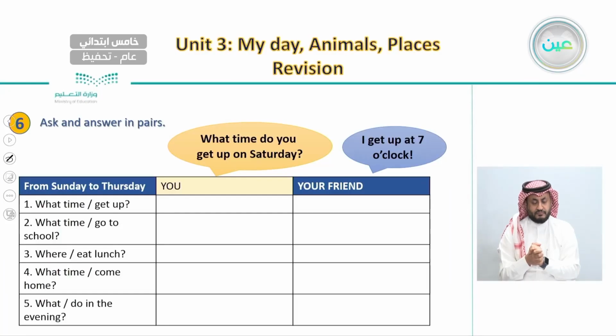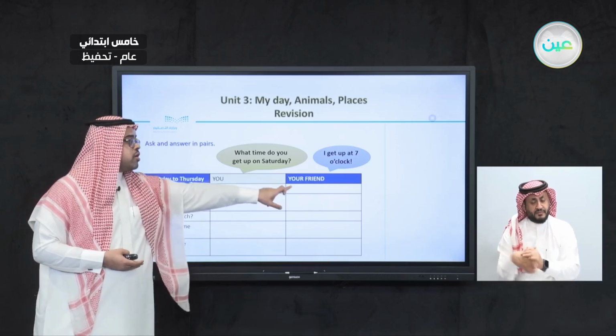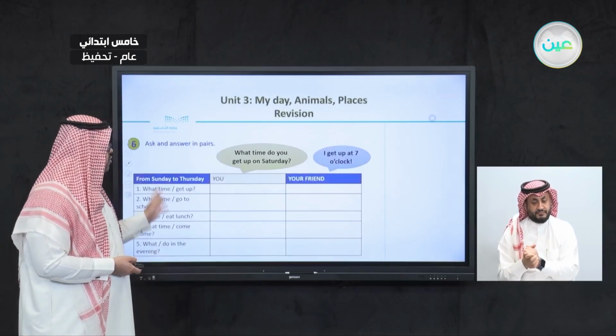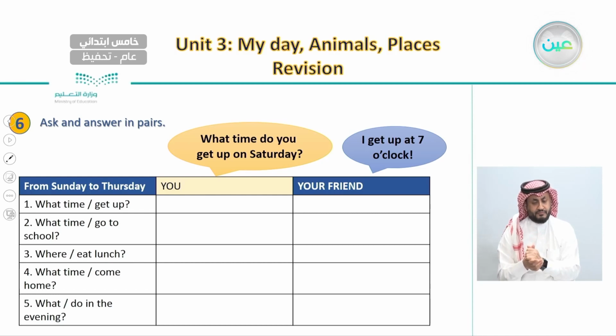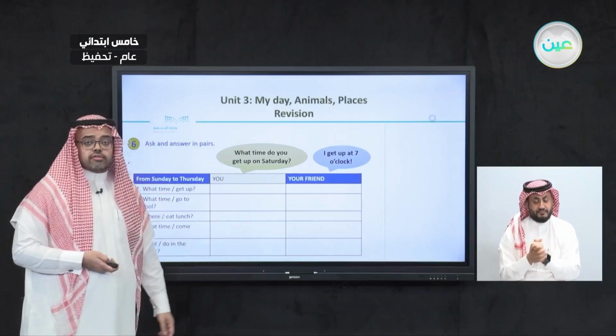And also what we did with this lesson is that we asked and answered in pairs. We said to have a table like this and ask your friend. For example, what time do you get up? If he says, I get up at 7 o'clock, then you can write it here. And also ask him again, where do you eat lunch? If he says, I eat lunch at home, then you write the answer here. And you can switch roles. Your friend will start asking you a question and you write down your answers here.